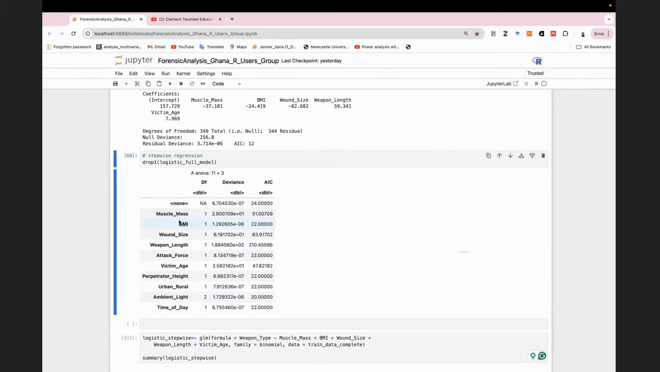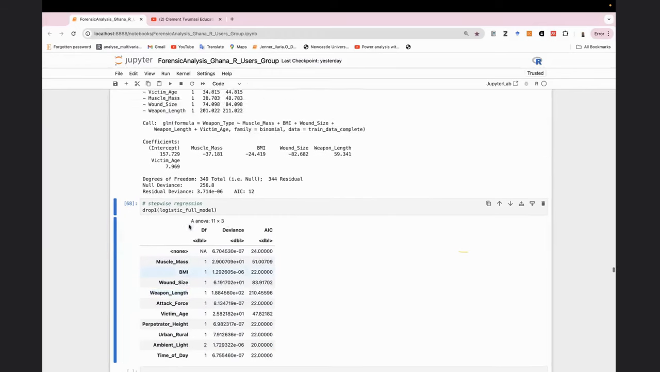If we look at BMI, here it's telling me that if I remove BMI, the AIC would reduce to 22. That means that the AIC would even get better than it was when I considered all the selections that the stepwise concluded. Like, look at weapon length. If I remove it from the model, it would increase the AIC to 210, something which was 24. This is to say, this is very important, that when we take it out, it makes the model very much worse. So these are some of the ways to interpret. So the drop one can be very important.